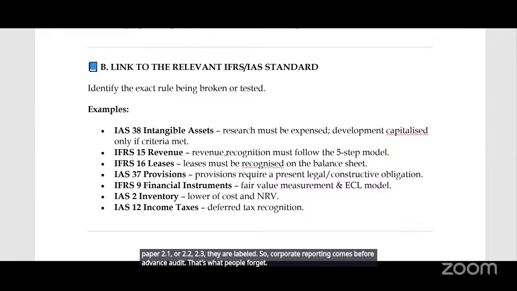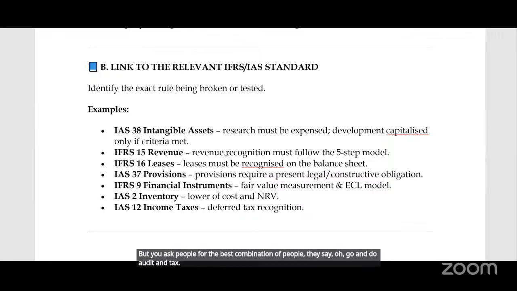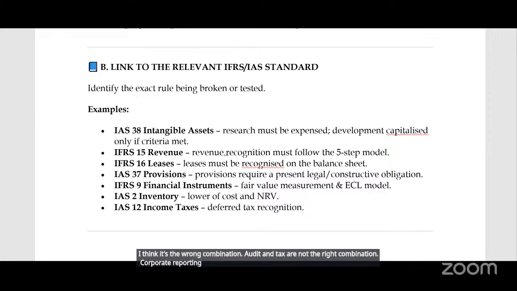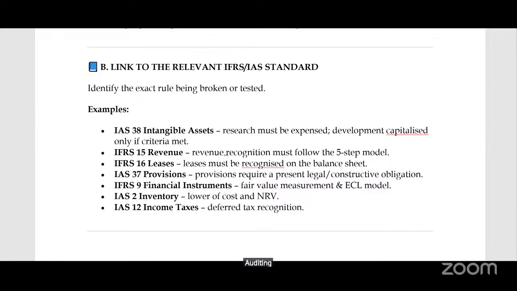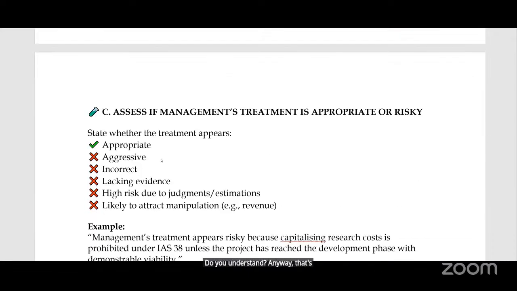But you ask people for the best combination of papers, they say, oh, go and do audit and tax. I think it's the wrong combination. Audit and tax are not the right combination. Corporate reporting and audit are the best combination, because auditing is accounting. You are reversing the accounting that was done. So anybody who does reporting, audit becomes easier because you are testing what you did. Do you understand? Anyway, that's just by the way.